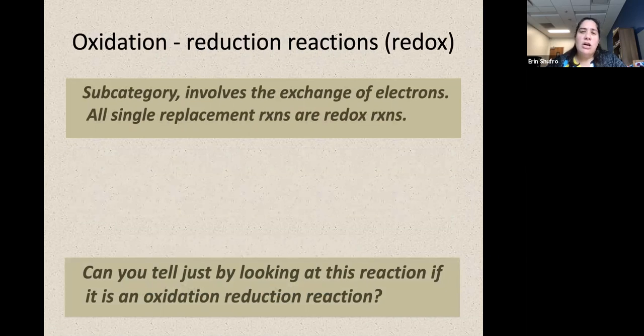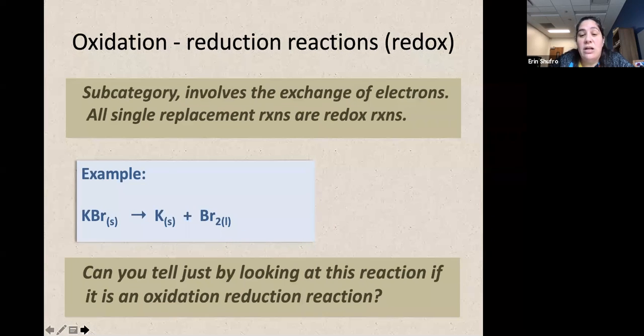Oxidation reduction reactions. You'll also see this abbreviated as redox reactions because we're lazy and we don't like to say whole names of things. So formally, they're oxidation reduction reactions. Shorthand, we call them redox reactions. This is a subcategory which involves the exchange of electrons. All single replacement reactions are redox reactions. So anytime you see a single replacement reaction, it is automatically also a redox reaction.